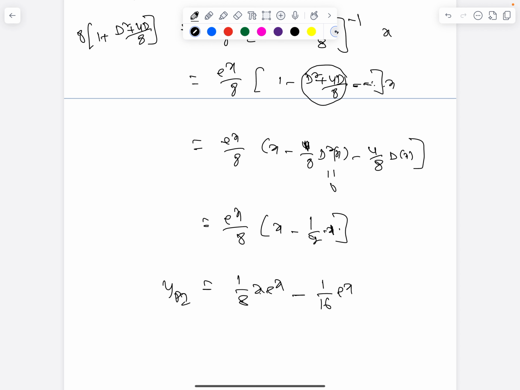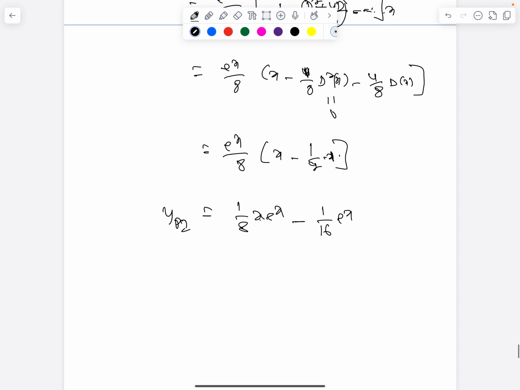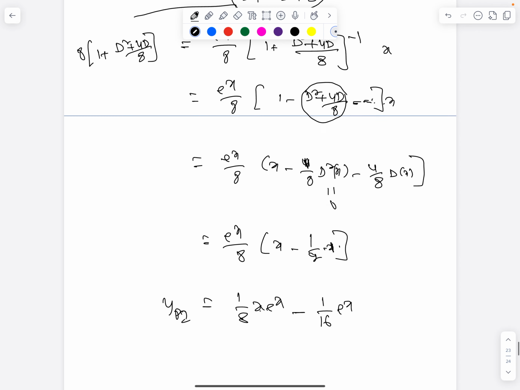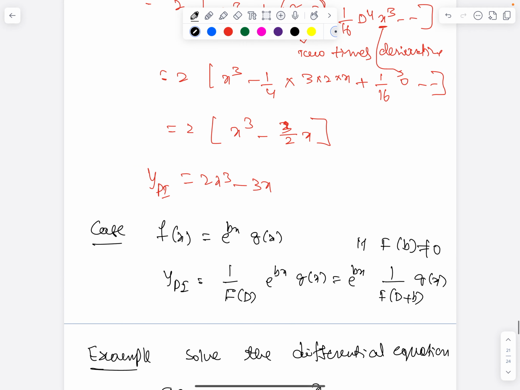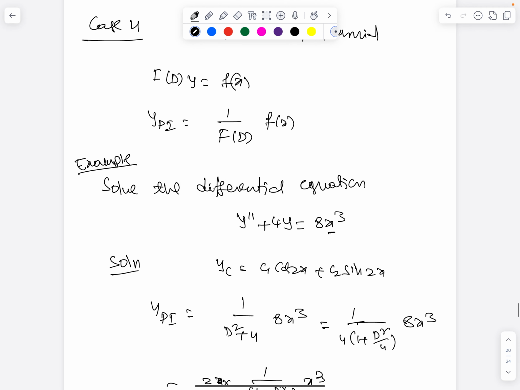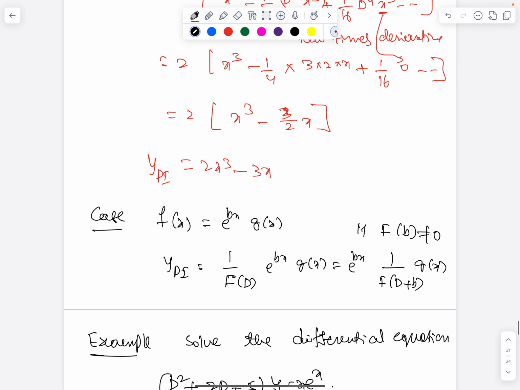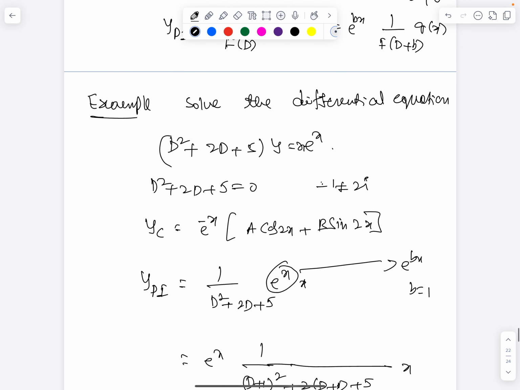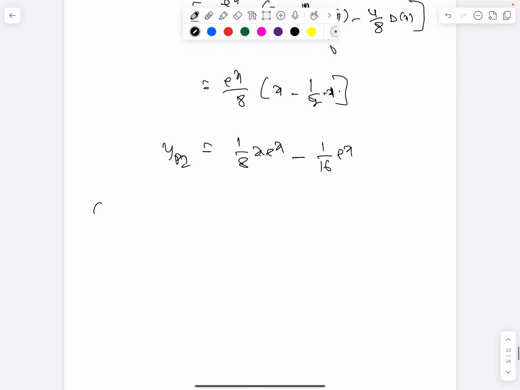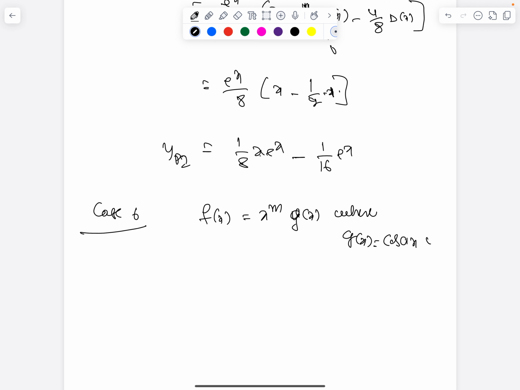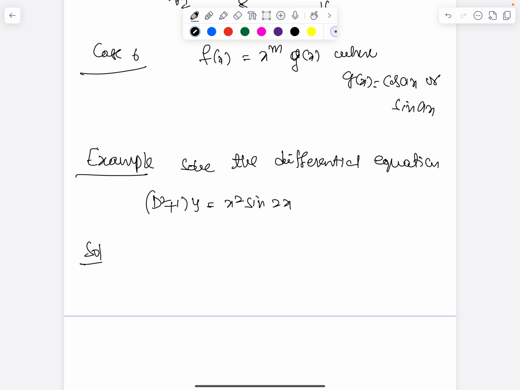The last problem is case 6. Case 4 and case 5 were discussed, and then the last case is case 6. Case 6 is where f of x is of the form x power m into g of x, where g of x is of the form cos ax or sin ax. We have a differential equation of this form.